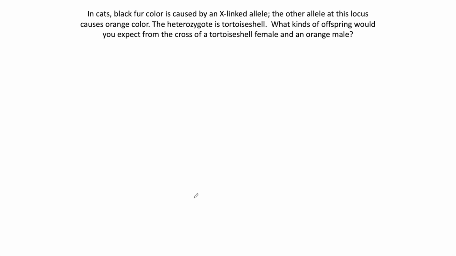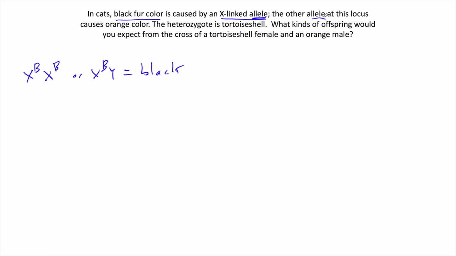Okay, so I've read the problem. Now I'm going to start drawing out what I'm reading. This problem tells you about this particular gene, and the first thing it tells you is that it's X-linked. So now we know we have to pay attention to the X and the Y chromosomes. It tells you that one version of this allele causes the black fur color. So we can have X big B, or X big B, Y, and that would cause the black.